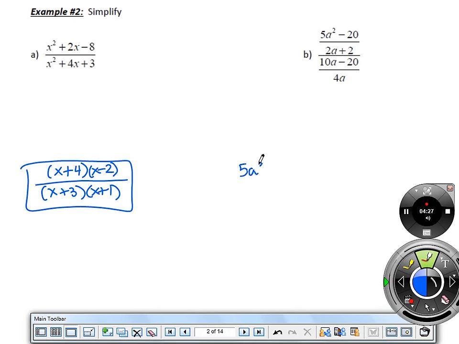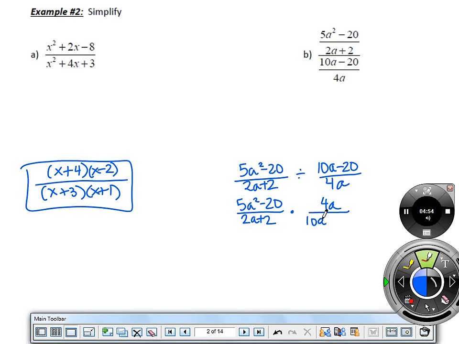What we have here is 5a squared minus 20 in the numerator with 2a plus 2 in the denominator as one fraction. And that's being divided by the next fraction, which is 10a minus 20 in the numerator over 4a in the denominator. Now remember that division. I want to look at this as a fraction multiplication problem, so I'm going to be using the reciprocal.